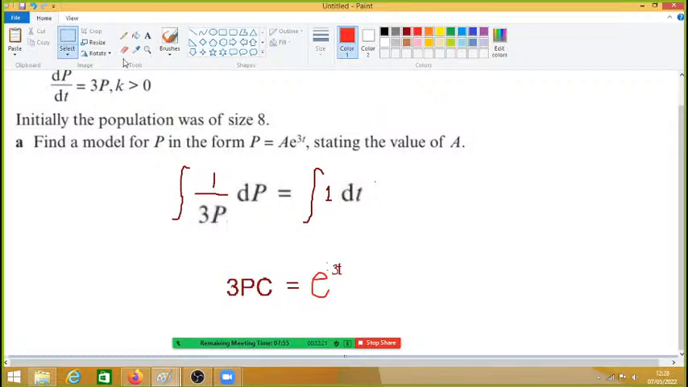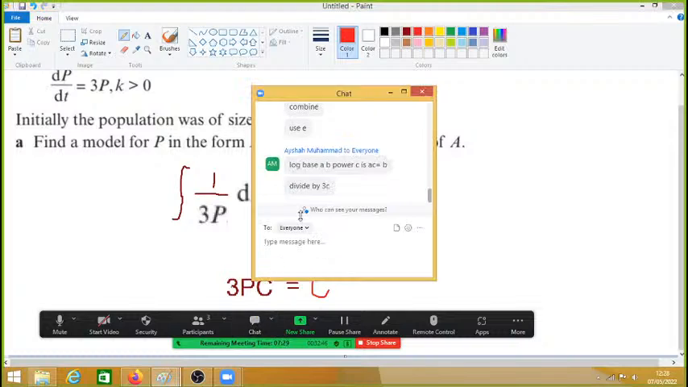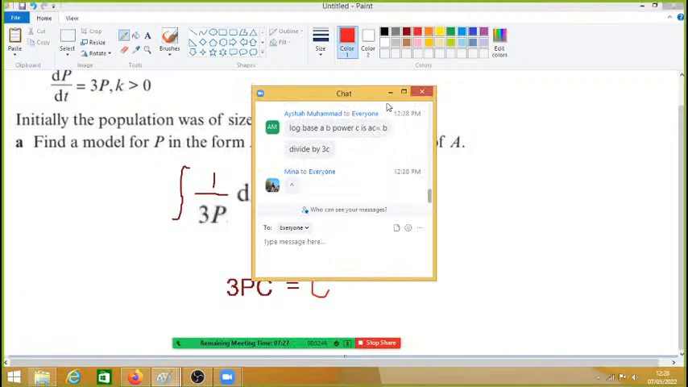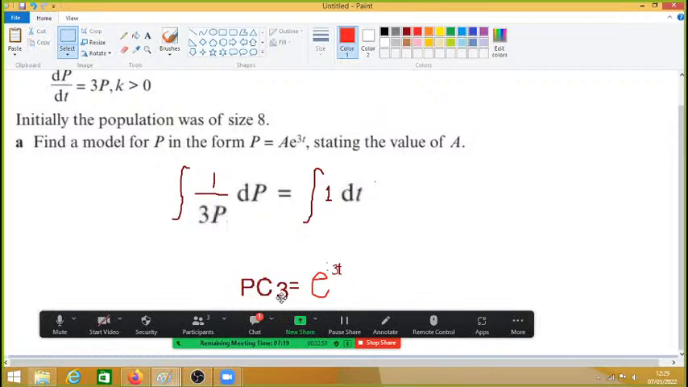Okay, looking good. You should be okay to do the last bits yourself. So trying to get to here. What do you think should happen next? Divide by 3c, perfect, that's very good. So we will divide by 3c, so that way we will have only p on the left. But when I divide by 3c, I'm just going to keep it separate.